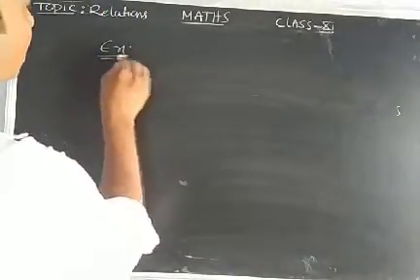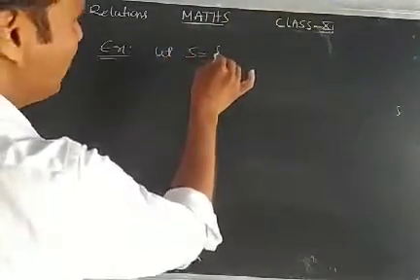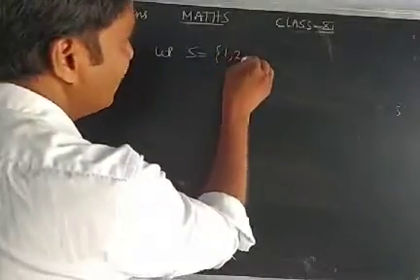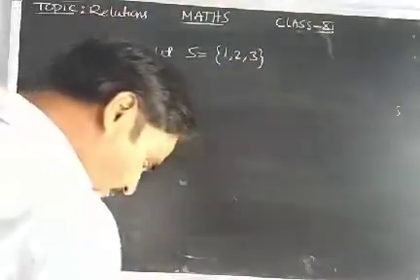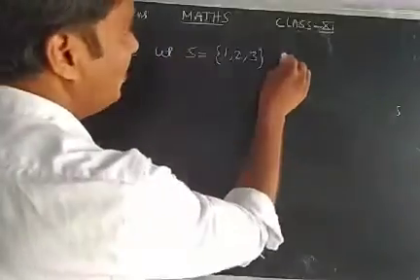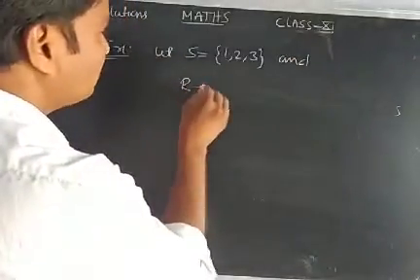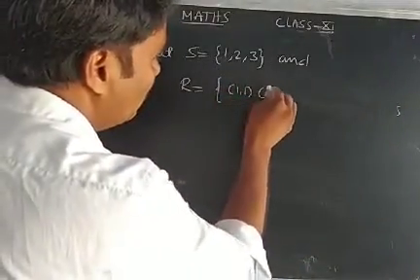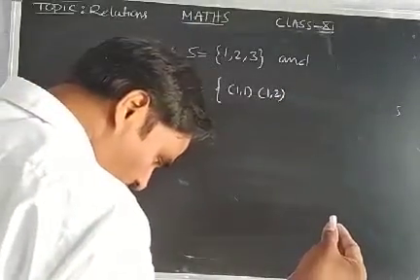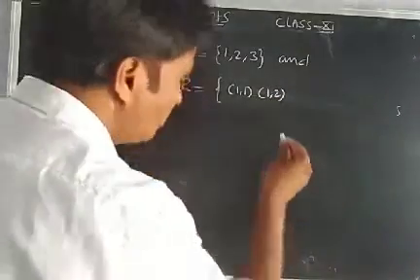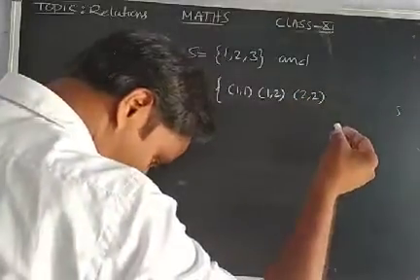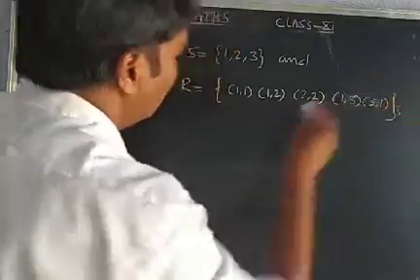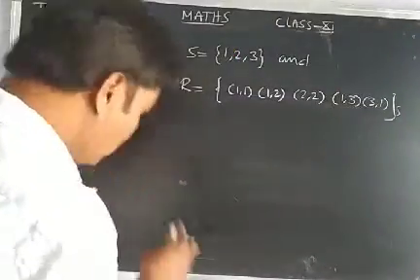Next example. Let S be a non-empty set which contains three elements 1, 2, 3. And one relation is given, R, which contains the ordered pairs (1,1), (1,2), (2,2), (2,1), (3,3), (3,1). Okay, right. First question, what is asked?